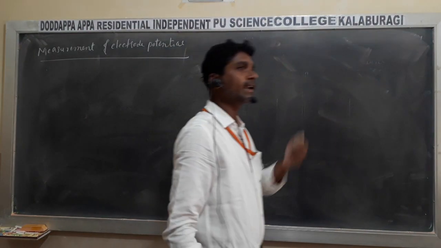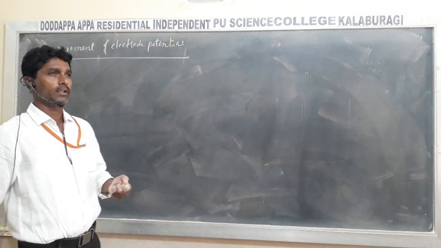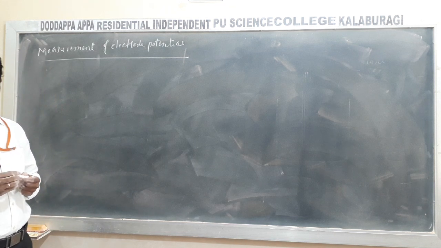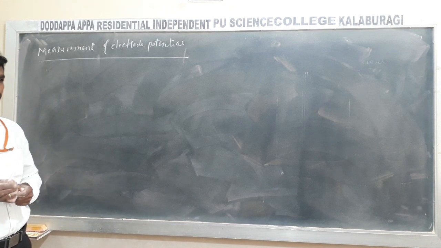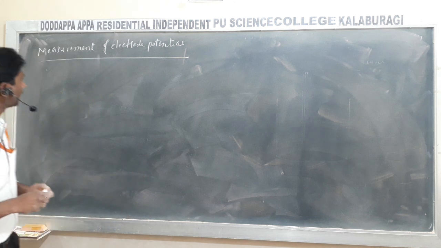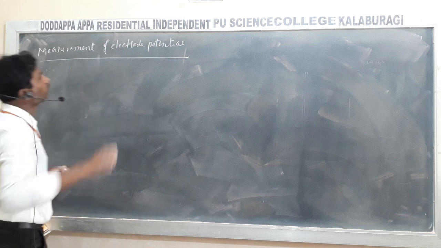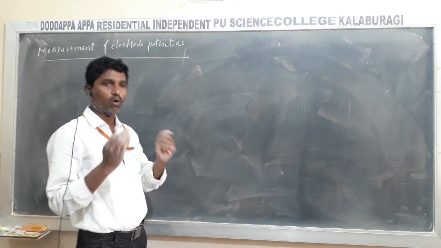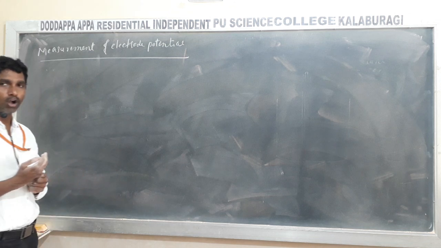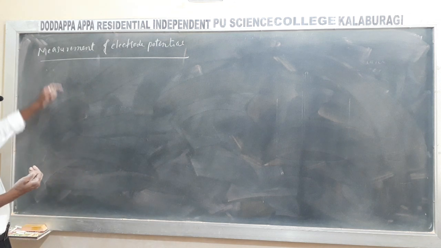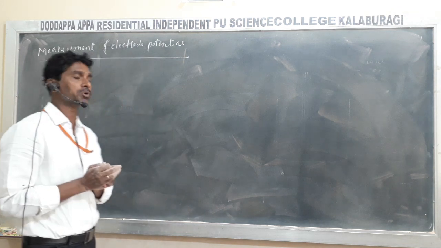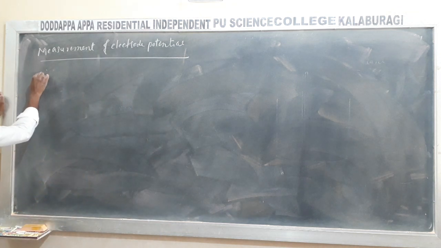Now, the standard hydrogen electrode is a reference electrode. The electrode potential of the standard hydrogen electrode is always 0 at a temperature of 298 Kelvin. So the measurement of electrode potential is very important. If you want to determine the electrode potential of other electrodes like copper and zinc, you have to combine with the standard hydrogen electrode.